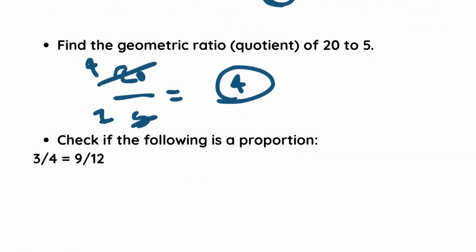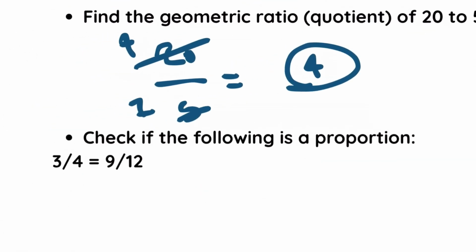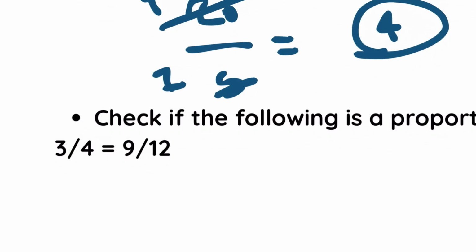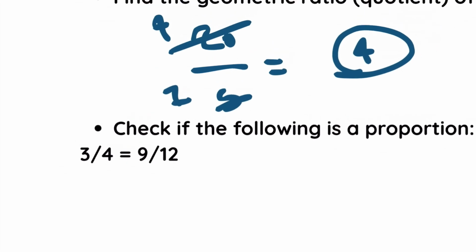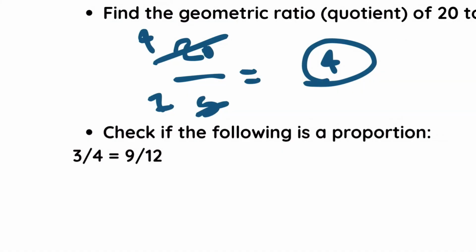And check if the following is a proportion. So we have 3/4 equal to 9/12. Checking if they're a proportion means checking if they're equivalent fractions of each other, or if they have the same value. So let's simplify the second one, which is a bigger fraction, to find this out.